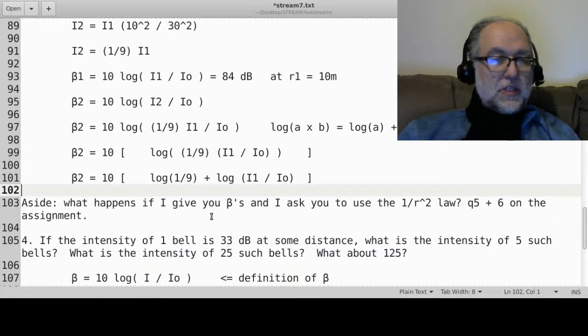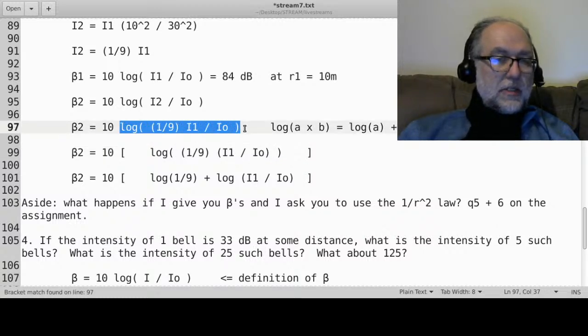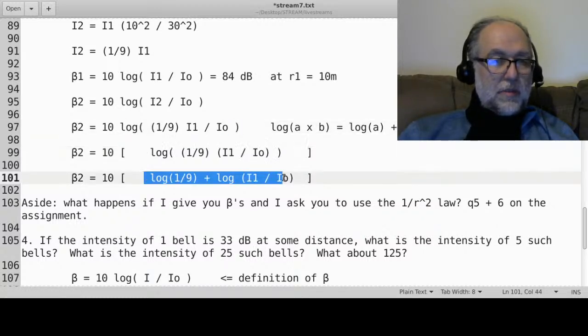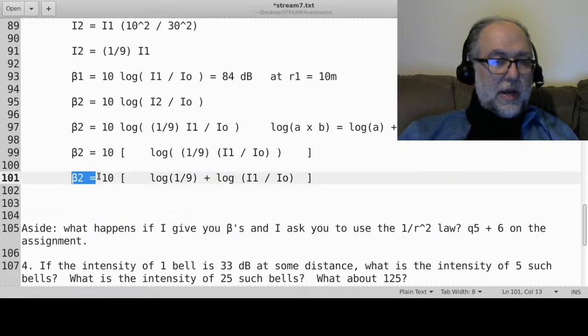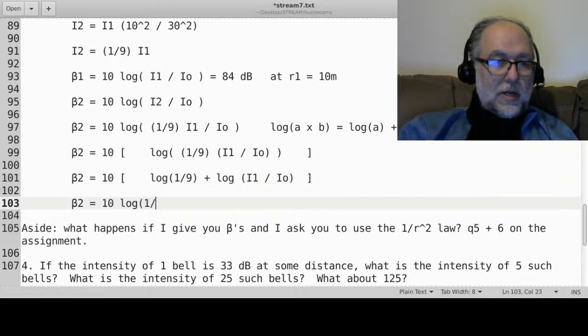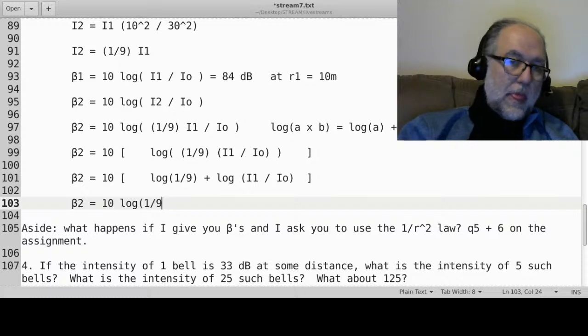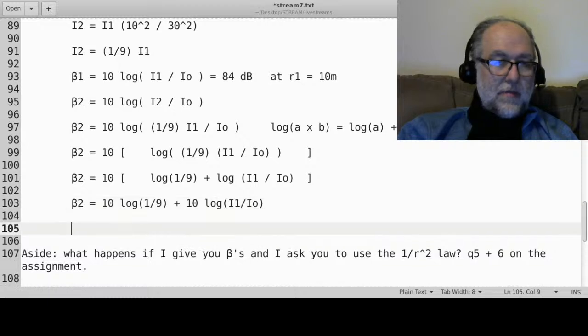Okay, so the square brackets are just there to remind you that that's the entire log. I took that entire log and broke it up into two pieces. The 10 is multiplying both of these. So in the next line you could just get rid of the square brackets and say that's going to be 10 times the log of 1/9 plus 10 times the log of I1 divided by I naught, like that.